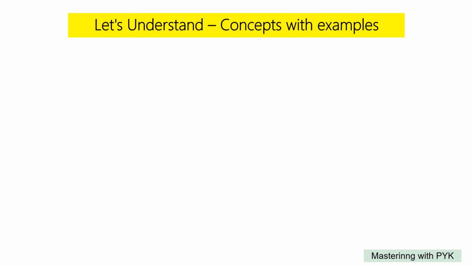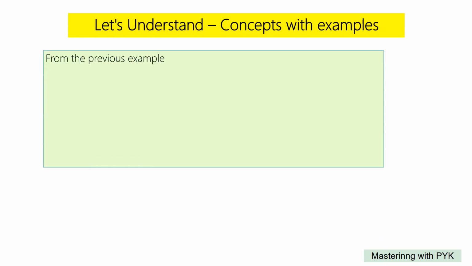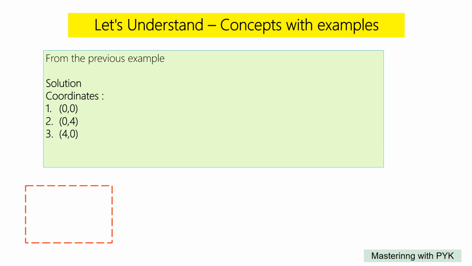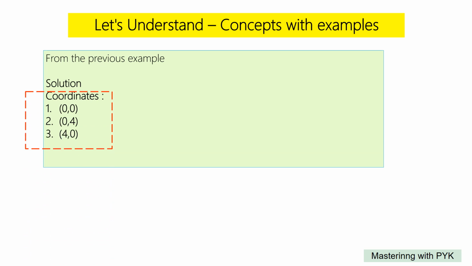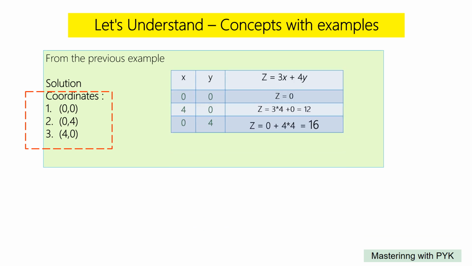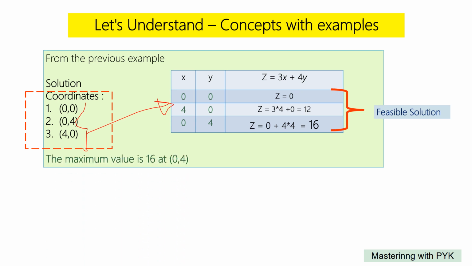Let's understand with more examples. So what happened? In the previous example, we have seen that there were 3 coordinates 0, 4, 4, 0 and 0, 0. So these 3 coordinates represent the possible solution. And when we represent it and calculate the value for each of these coordinates, right? For each of these coordinates, we get a feasible solution. An optimum solution would be depending on the requirement.